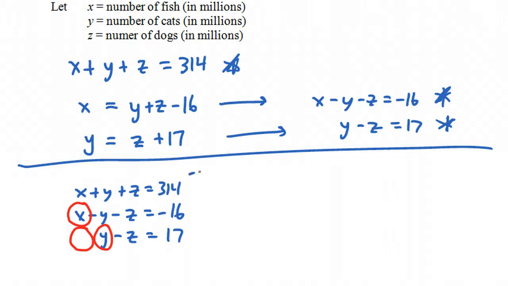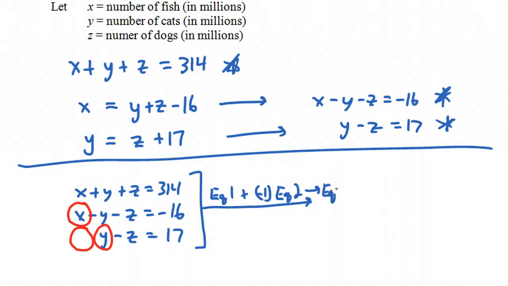Well, we're going to take our system of equations and get a new system by subtracting the second equation from the first. So basically we're going to take equation 1 plus negative 1 times equation 2. And that will give us a new equation 2. Our first equation is x plus y plus z equals 314, and our last equation is y minus z equals 17. But we're going to get a new equation 2. What is our new equation 2? Well, we'll take the top equation and subtract the middle one.